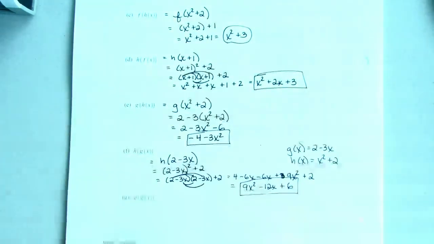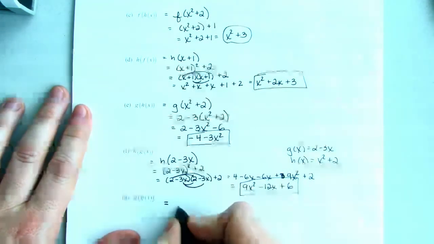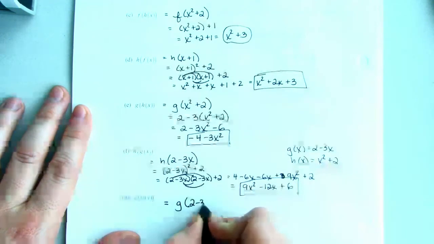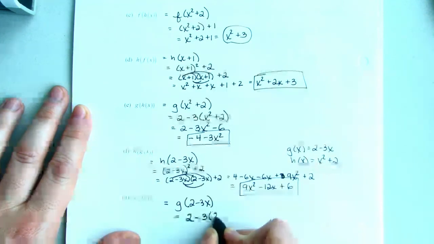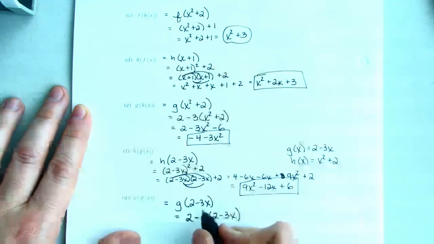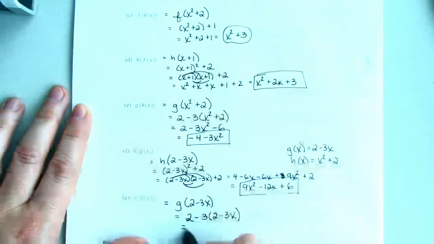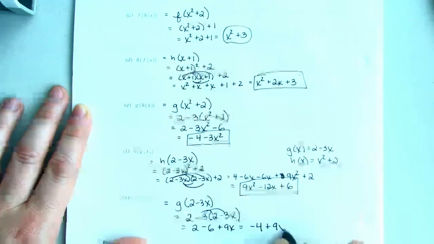Try letter G. In G, we're going to get g of 2 minus 3x. This becomes 2 minus 3 times 2 minus 3x. I'm going to distribute the negative 3, so 2 minus 6 plus 9x, and we're going to get negative 4 plus 9x.